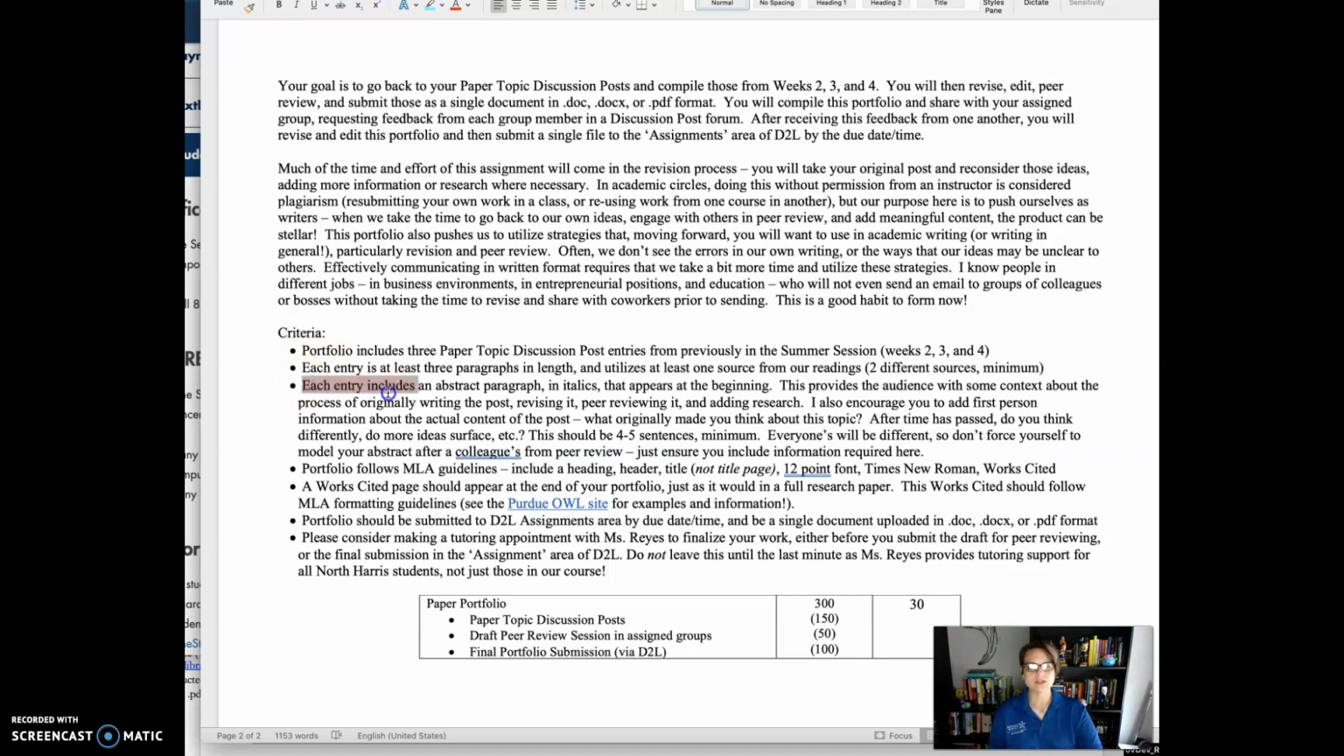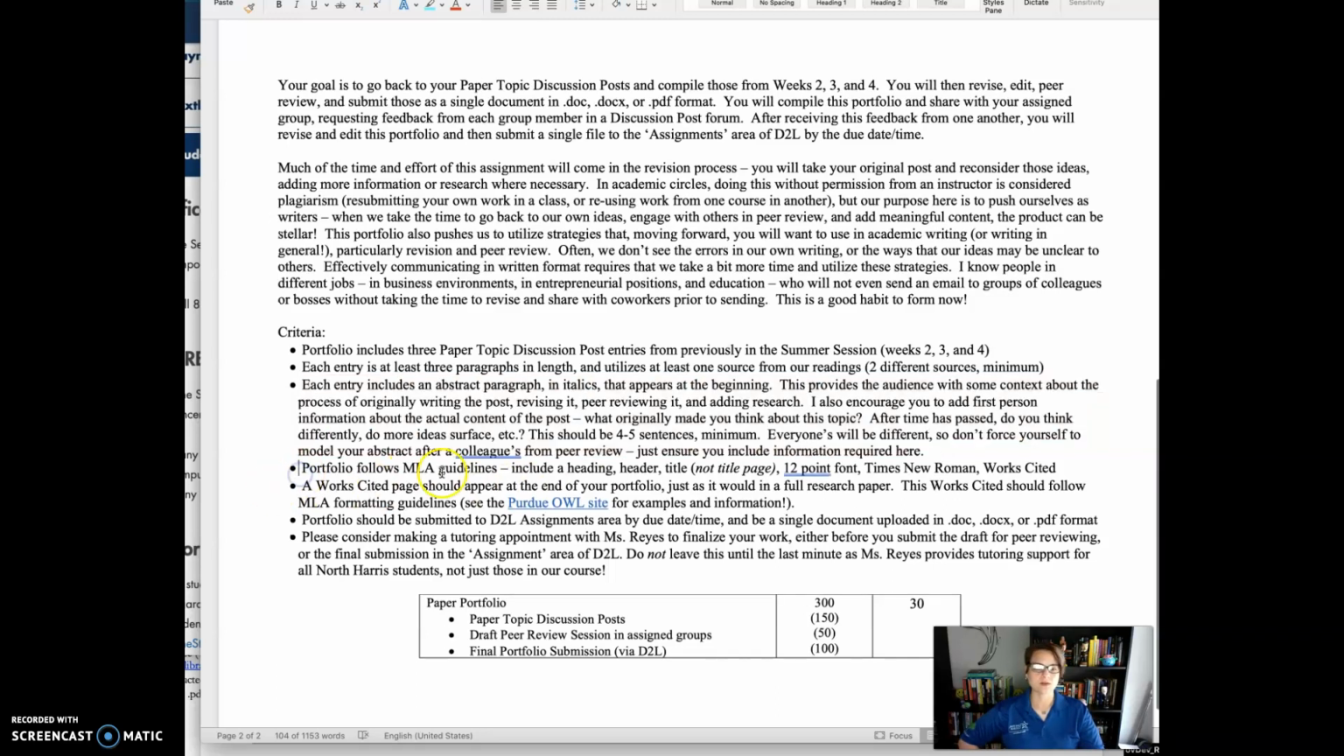Okay, each entry should include an abstract paragraph, right? And that comes before your revised discussion post. This is just going to give the audience, again, some context, right? What happened between you originally writing it and you revising it? Did you develop anything new in the peer review process? So I want you to think about the actual process of writing it, but also think back to your ideas. What originally made you think of this topic? Has anything changed in the way you think about this topic, right? In addition to just the writing part of it, okay?